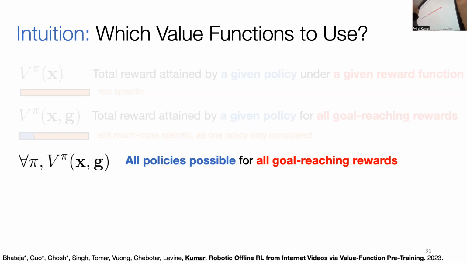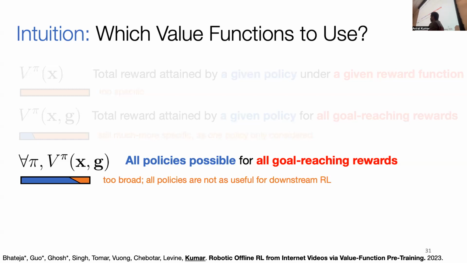I want to train this network that can represent value functions for all possible policies and for all possible goals in this space, so for all possible goal-reaching reward functions. This ends up being overly broad. The reason is that when you think about robots, they're not going to run any arbitrary sequence of random actions out there. All they're going to do is run some very specific kinds of actions that accomplish tasks, not arbitrary random actions, which is what this formulation will still consider because it's training value functions for all possible policies.